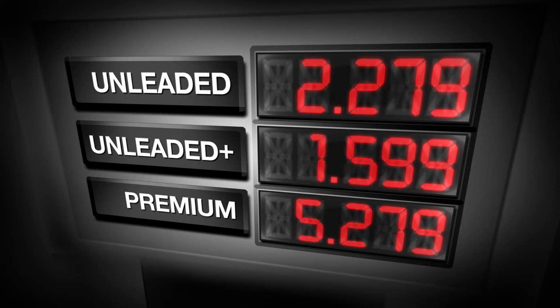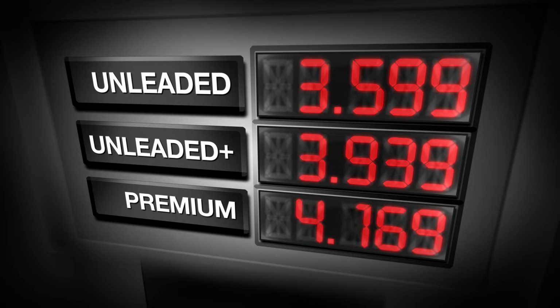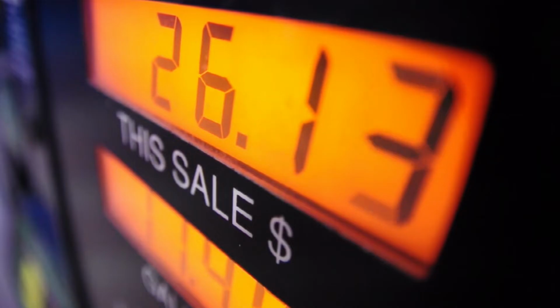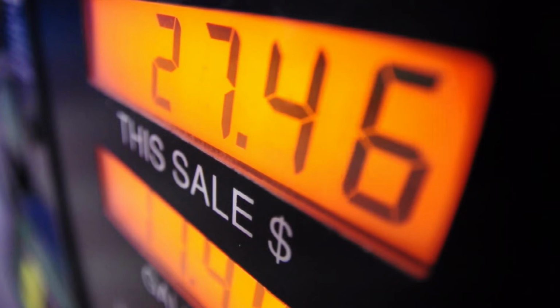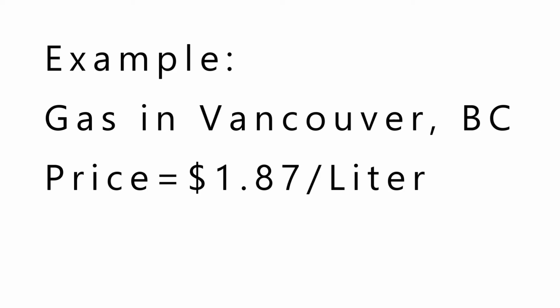There are four main components that, when added together, make up the price of gasoline that you see at the gas station. To illustrate how those four components affect the gas prices, we'll use the current gas price example in the city of Vancouver, British Columbia, which is $1.87 per liter.